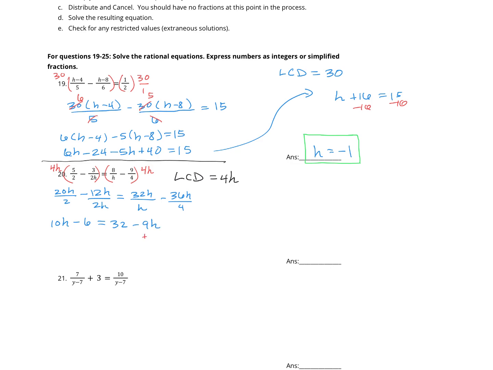I now combine like terms. I'm going to add the 9h onto both sides. And I'm going to add the 6 onto both sides. That gives me 19h is equal to 38. Divide both sides by 19. That goes in evenly. I get h is equal to 2.